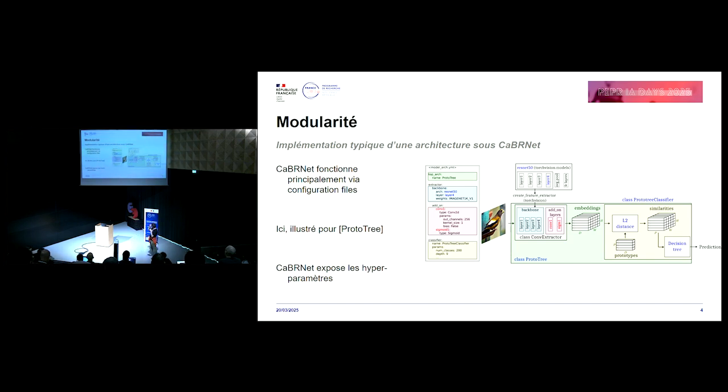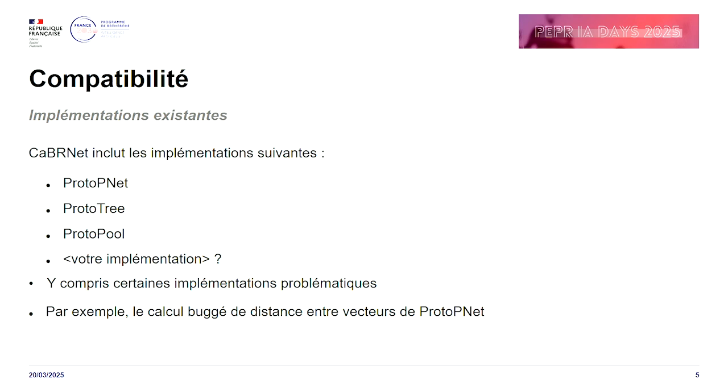And one of the good things about this is that it clearly exposes the hyperparameters, and so it's very easy, for instance, to compare different variants of the same algorithm, the same architecture. For instance, here we have a depth of 9 for this ProtoTree, and you can just copy-paste this file, modify the depth to 10, and start looking at how different your model is and how more accurate it is, for instance. Second part is compatibility.